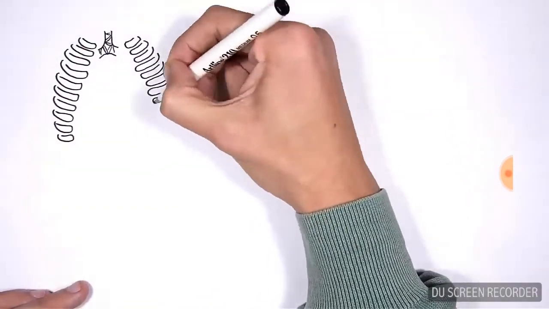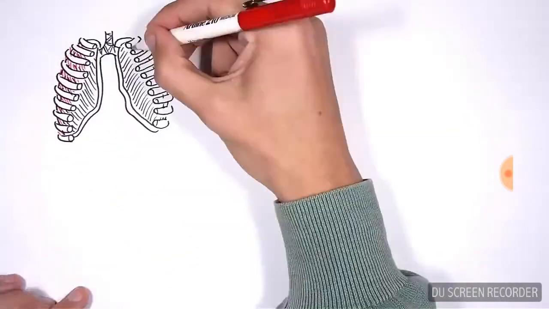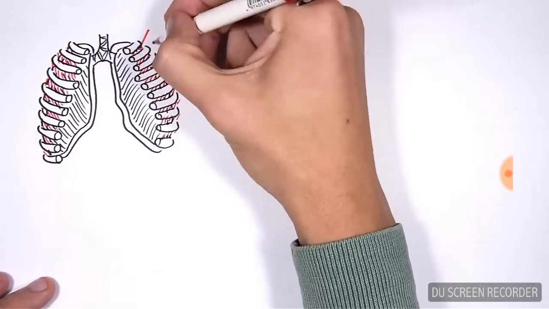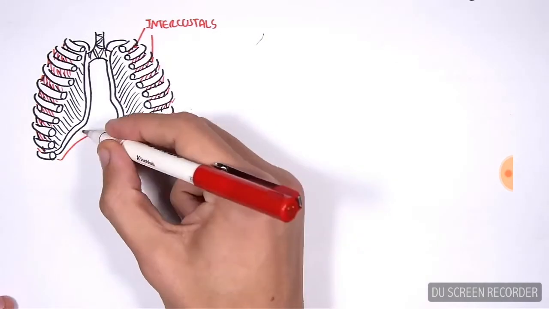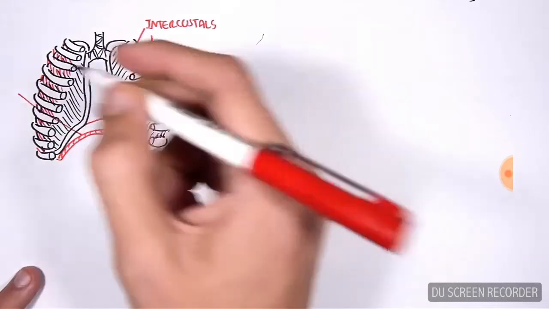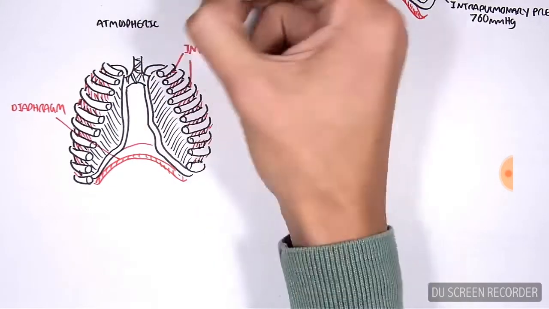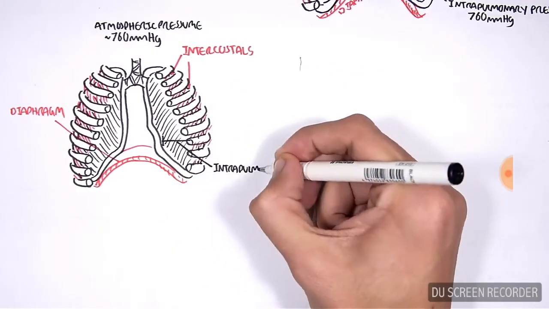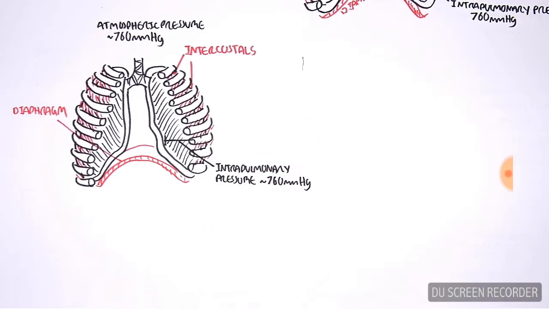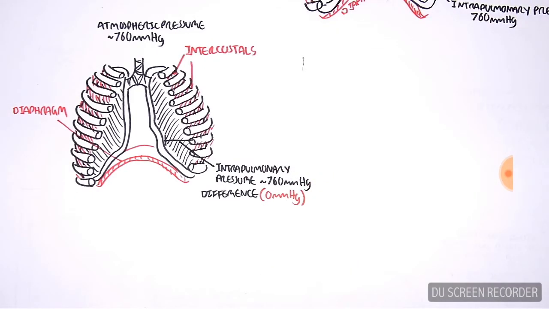Let's have a look. So again, just quickly, here are the ribs surrounding the lungs. And here are the intercostal muscles that run between the ribs. Then you have the diaphragm here. The intercostal muscles and the diaphragm are the two important muscles in normal respiration. Then you have the two important pressures, the atmospheric pressure, which is 760, and the intrapulmonary pressure, which in this case is also 760. So the atmospheric pressure and the intrapulmonary pressure are balanced. There is a difference of 0 millimeters of mercury with respect to the atmospheric pressure.